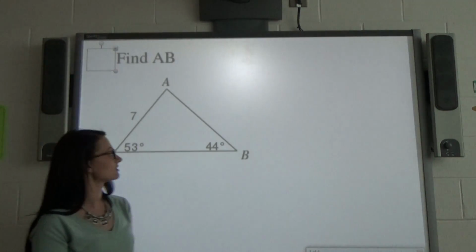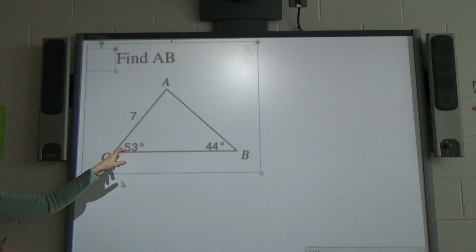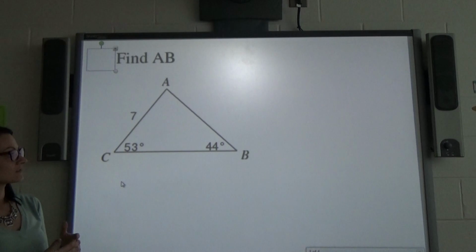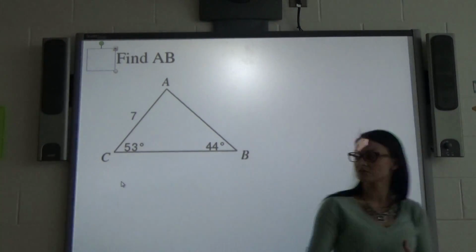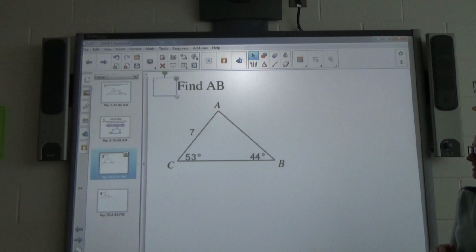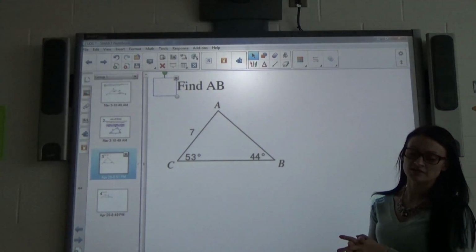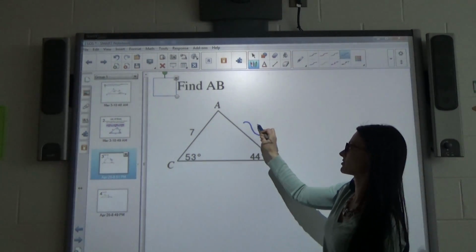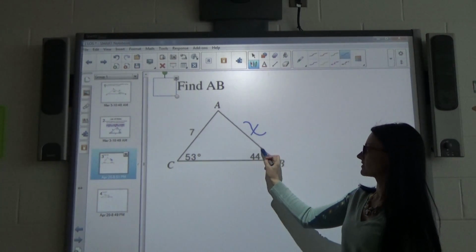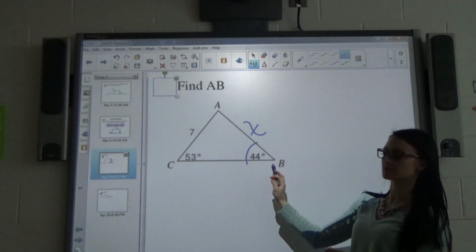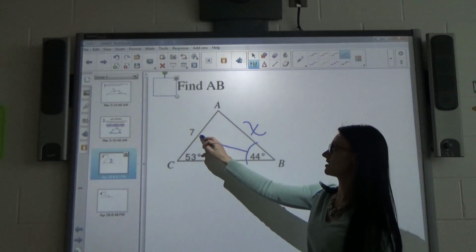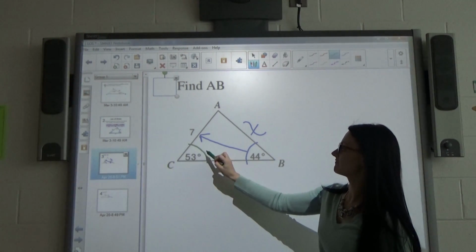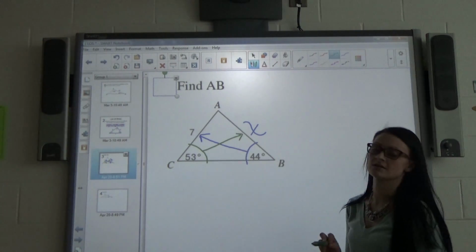So the first question we're going to look at, if I'm asking you to use this picture and find AB, I have to figure out how exactly I would use the law of sines to set up this ratio or this proportion. So ultimately, this is what I'm trying to find. I'm going to label that X. I have this angle that's 44, which I'm labeling B, which is across from the side that's labeled as 7 units.